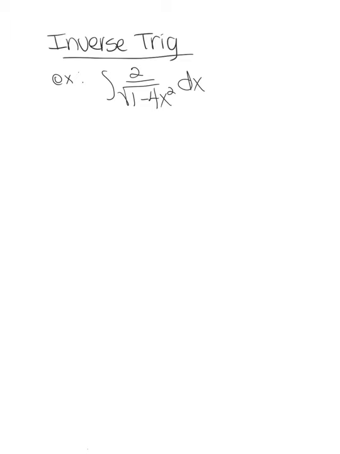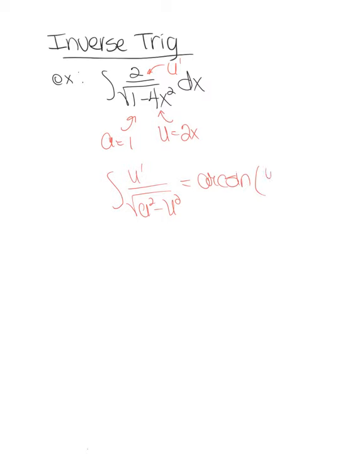In both of these, we're going to pick our pieces the same. U is going to be what we have to square to get the function piece. So the u in this case is 2x. A is what we have to square to get the number piece, so the a is 1. And then if we look on the top, we see we have our u prime. And anytime we integrate the form u prime over the square root of a squared minus u squared, this gives us the inverse sine of u over a plus c.